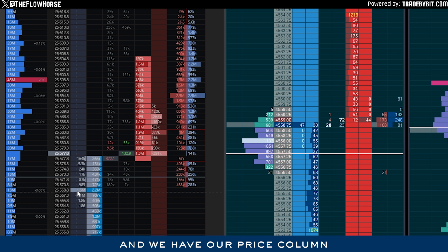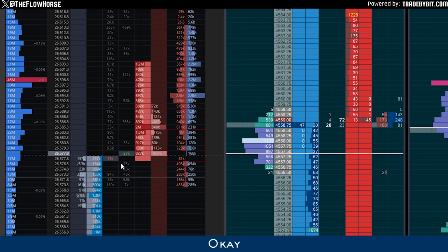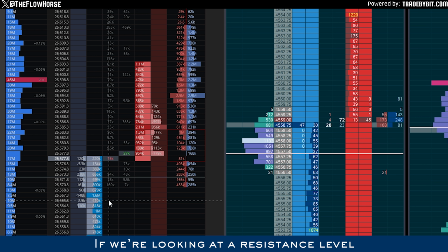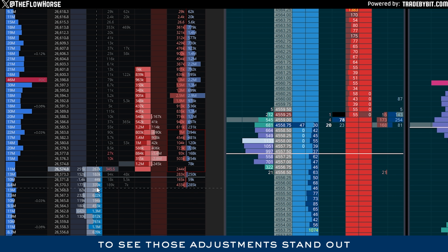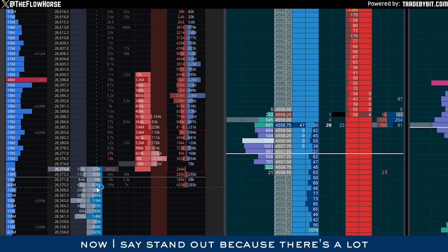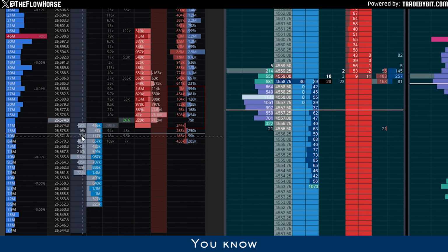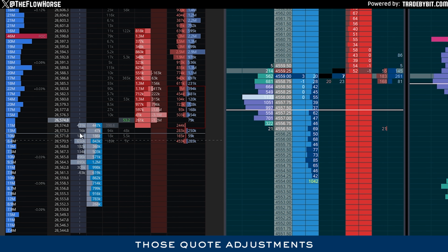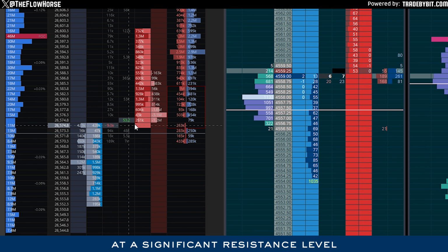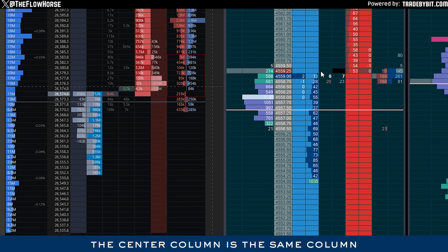And we have our price column and then pulling and stacking. Okay. So pulling and stacking for BTC, same idea as with the ES. If we're looking at a support level, if we're looking at a resistance level, you want to see, again, that you have your reinforcements behind you. This is sort of the easiest way to see those adjustments stand out. Now, I say stand out because there's a lot that's taking place. There's only going to be so many columns for your pulling and stacking. You're going to have a lot of smaller values being transacted or coming in and out, those quote adjustments. But at a significant support level, at a significant resistance level, you're going to really see one side dominant, okay? The center column is the same column as right here.